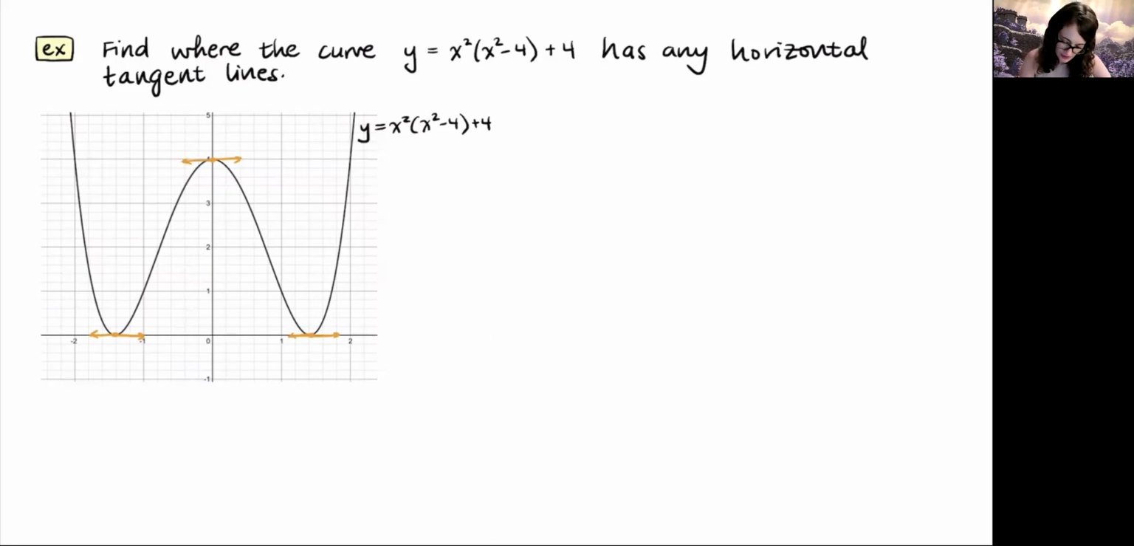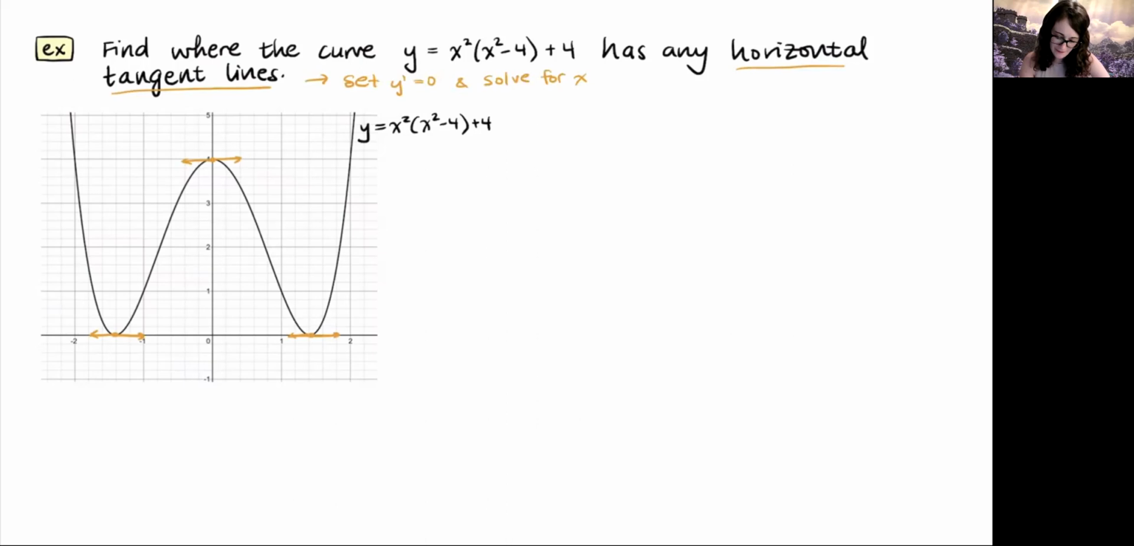So again, horizontal tangent lines, this means set derivative. I guess instead of f prime, we'll have y prime this time. Set y prime equal to 0 and solve for x. And that's the idea with horizontal tangent lines. We know the slope. We want to find where that slope happens. So it looks like we're going to need to find y prime.